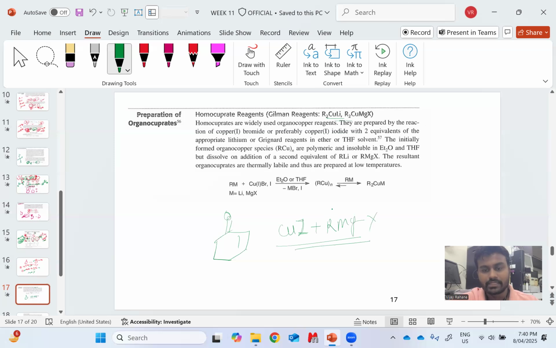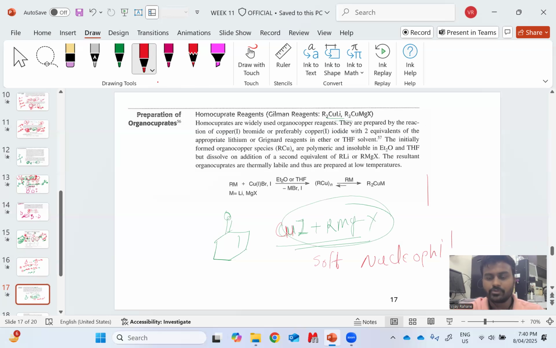So this entire combination, that is the copper iodide and the RMgX, where R might be any ethyl, methyl, or any kind of alkyl or aryl group, works as a soft nucleophile, and generally RMgX, the Grignard, is the hard nucleophile.